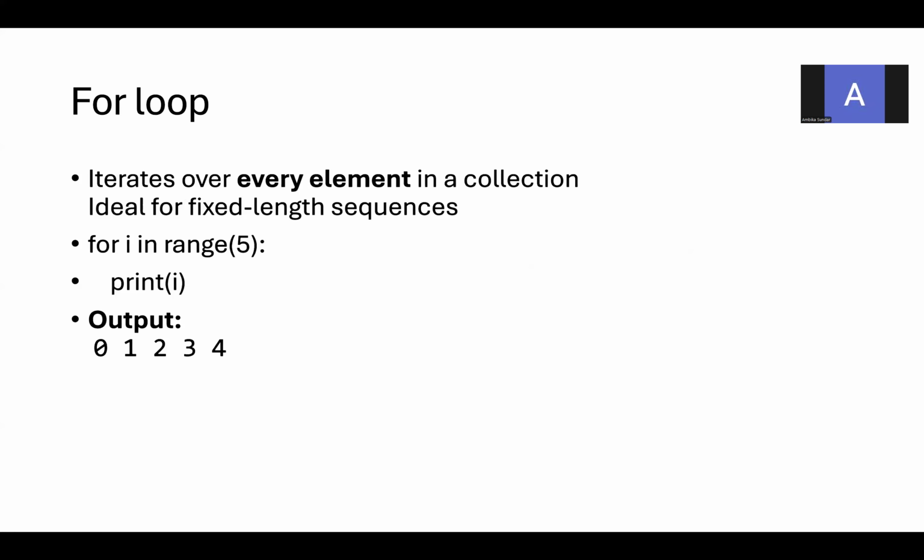A for loop iterates over every element in the collection. It is ideal for fixed-length sequences. If you have a sequence of items of fixed length, the for loop will definitely be helpful. For i in range of 5, print i. It is going to take the items from 0 to 4. When you specify range of 5, it takes from 0 to 4. 0, 1, 2, 3, 4 is the output.